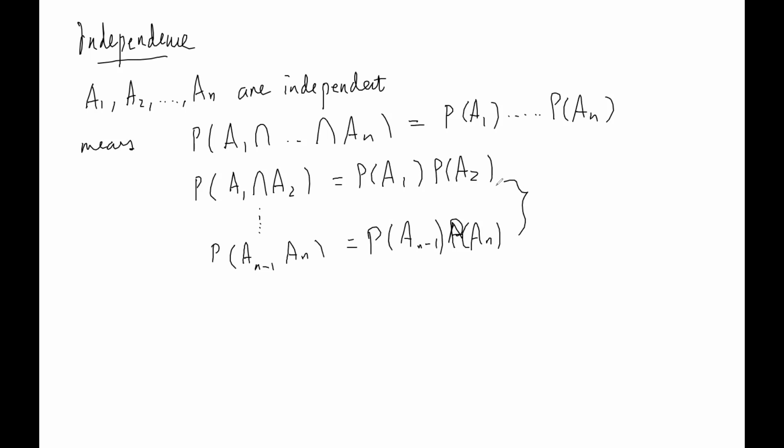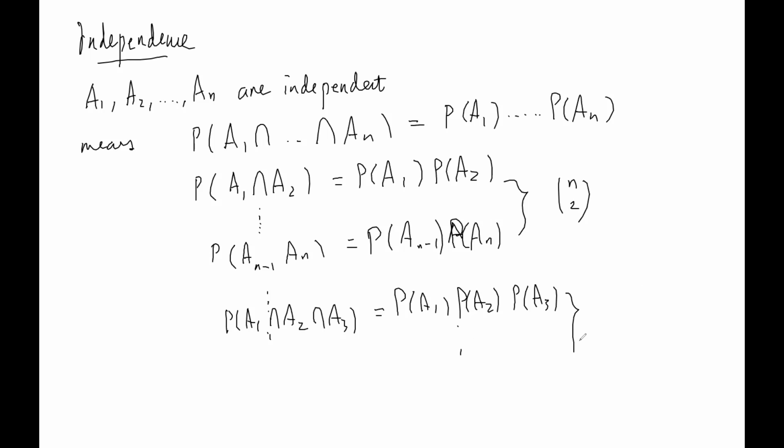So here you have n choose 2 pairs, and so on and so forth. Then you have P of A1, A2, A3, which all have to equal the product, so there will be n choose 3 things to check here. So altogether, when you say that they're independent, it means that all these conditions are true. You cannot just check one of these conditions while the other conditions are not true. So that's just a short section on independence.